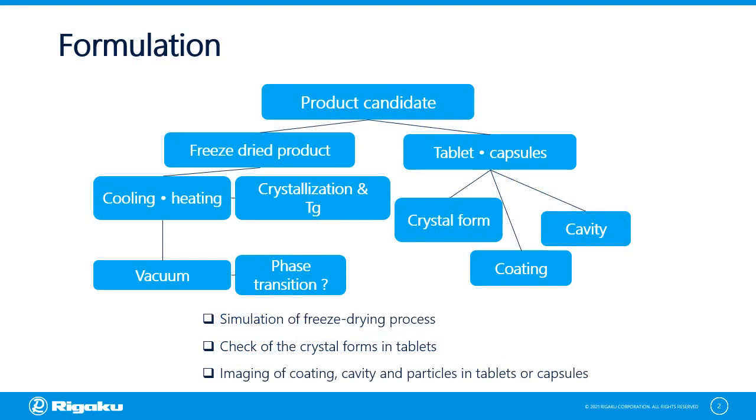Pharmaceutical products in the formulation process are investigated for different parameters depending on the form of the product. For freeze-dried product, the sample might be placed under a cooling or heating environment to investigate crystallization, Tg, and phase transformation, and the environment might be vacuum as well. For samples in tablet or capsule forms, the crystal form of the API, coating materials, and cavities might be the targeted analysis parameters.